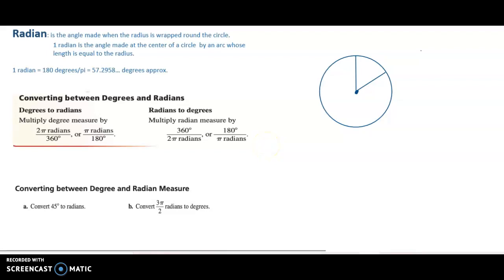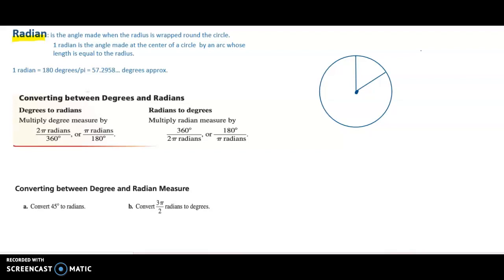Okay. So another thing that I would like to discuss with circles is the radians. You will learn about radians more in pre-calculus and in algebra too. But to introduce radian, what is a radian? Radian is the angle made when the radius is wrapped around the circle. What do you mean by wrap? When you wrap something, that means you cover it, right? Cover the whole entire angle.